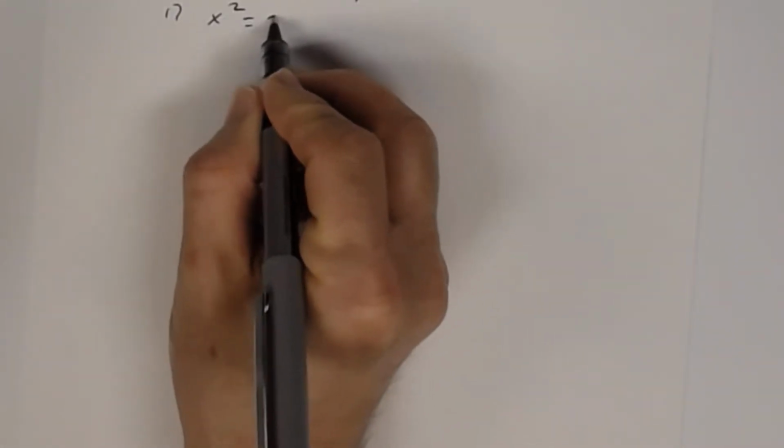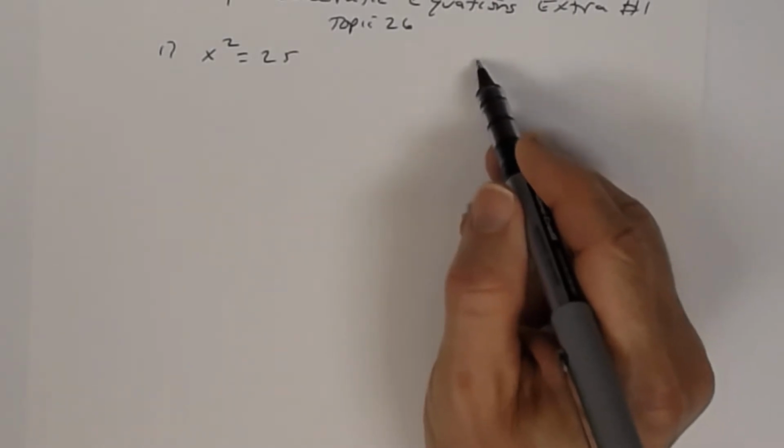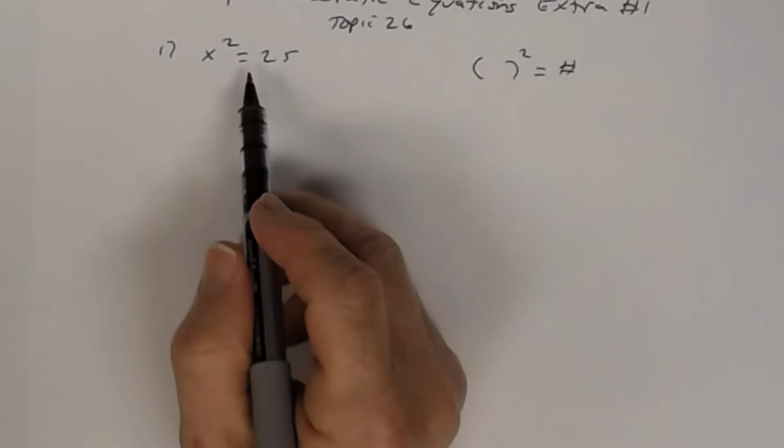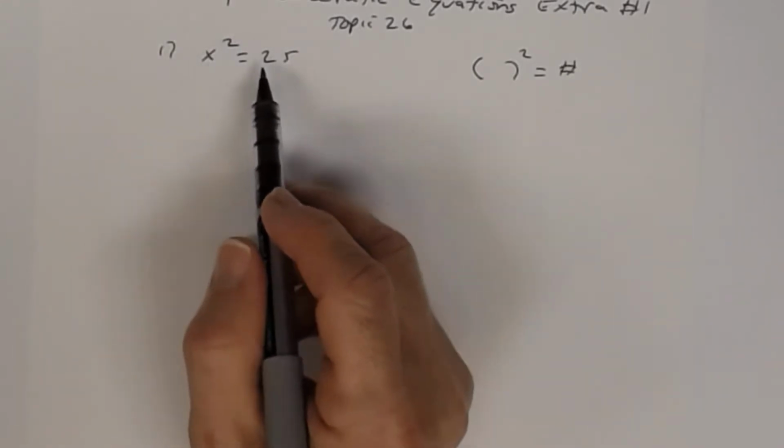So number one, we have x squared equal 25. And so the direction is to use the square root property. Now remember, you're going to use the square root property whenever you have some expression squared equal a number. And we have that here. We have some expression, which is just x, being squared equal a number.